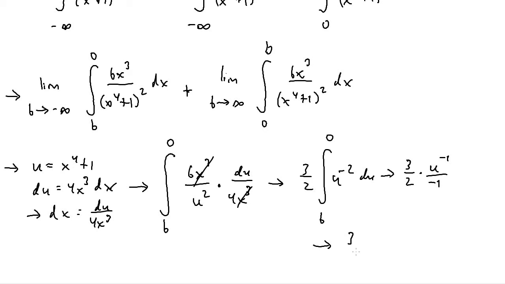So then we get negative 3 halves, because of that negative 1. Then we get u to the negative first, which means I can just move the u to the denominator. And remember that u is equal to x to the 4th plus 1, so I can write x to the 4th plus 1. And so the answer for the integral is negative 3 over 2 times (x to the 4th plus 1).